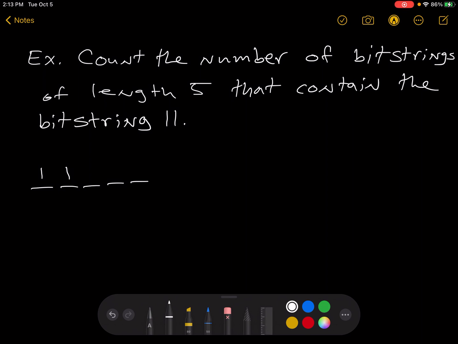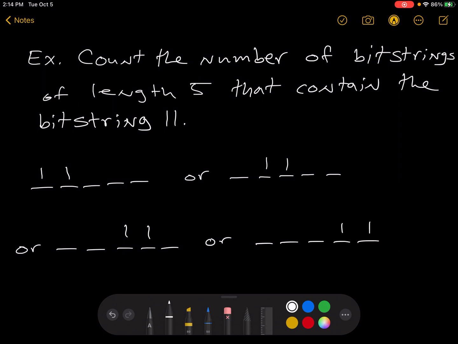or we could have something like this. 1, 2, 3, 4, 5. The 1, 1 could go there. Or 1, 2, 3, 4, 5. Let's see, the 1, 1 could go there. Or 1, 2, 3, 4, 5. The 1, 1 could go there.